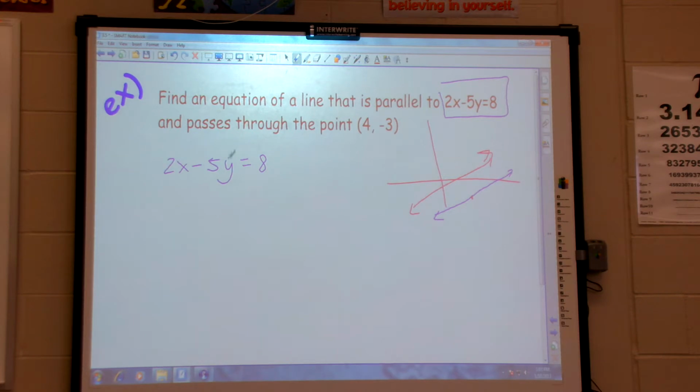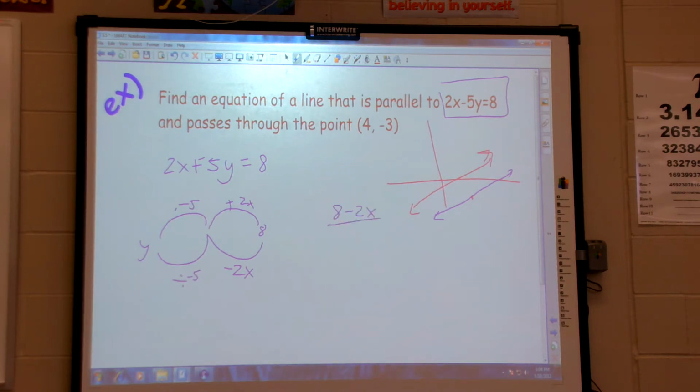This one, so I need its slope. First thing I'm going to do is add negative 5, well, let me draw a diagram. Y times negative 5 plus 2x equals 8, minus 2x, divided by negative 5. So I have 8 minus 2x divided by negative 5 equals y.